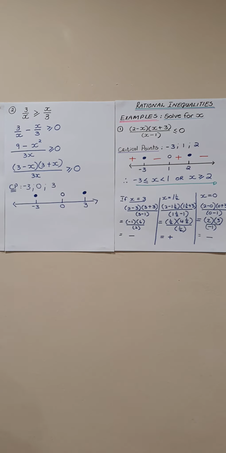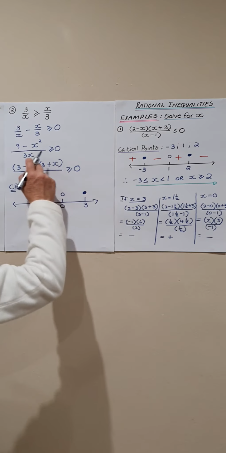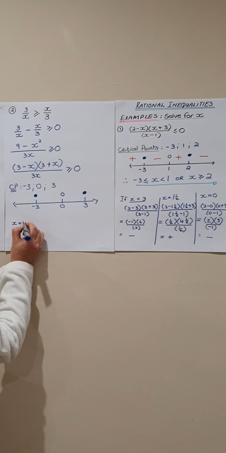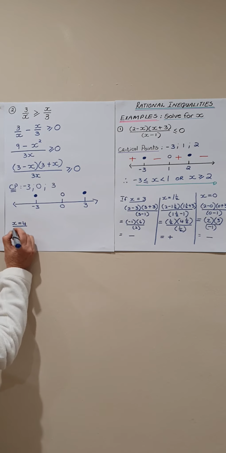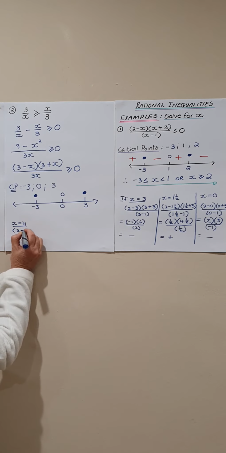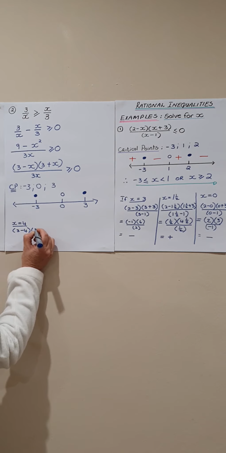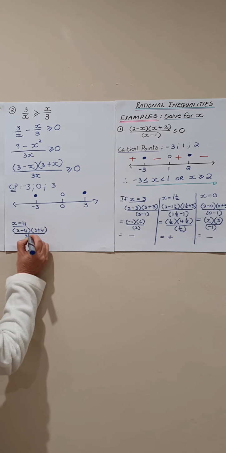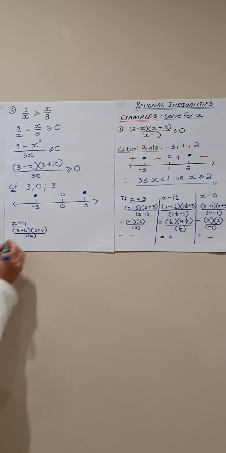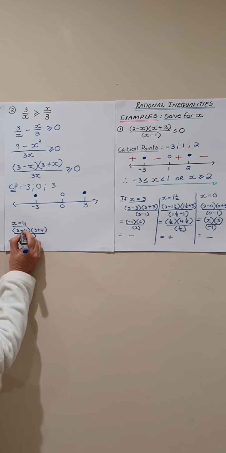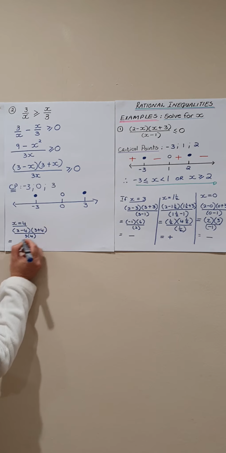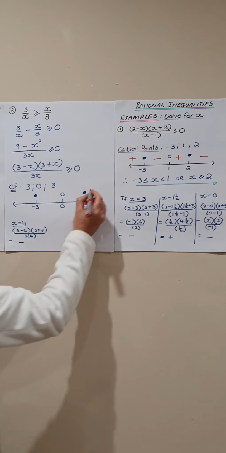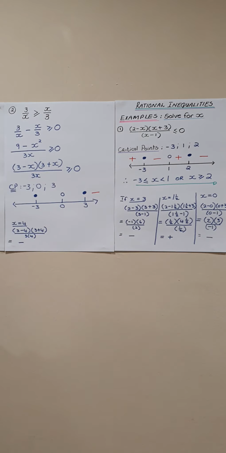So now I need a number greater than 3 to substitute in to see what's going to happen. So what happens if x is 4? So if x is 4, I'm going to have (3 minus 4)(3 plus 4) over 3 times 4. And I can clearly see here this is going to be a negative, that's a positive, and that's a positive. So my answer is a negative. So this here is going to be a negative.